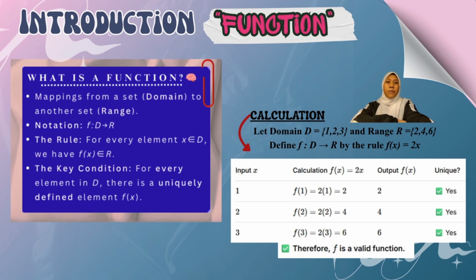Let's determine if the following mapping is a function. Suppose we have a domain D = {1, 2, 3} and range {2, 4, 6}. We define our mapping as f(x) = 2x. So we substitute the input into the calculation, then we get the output. Since every single element in the domain, 1, 2 and 3, each gave us exactly one unique result, this mapping passed the test. Therefore, we can confidently say this is a valid function.